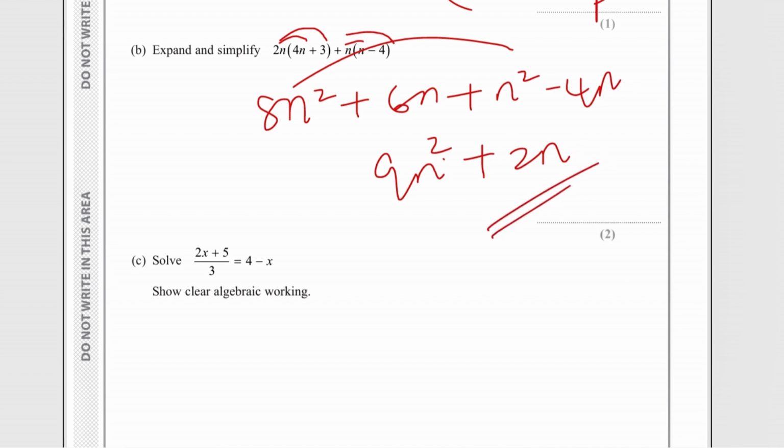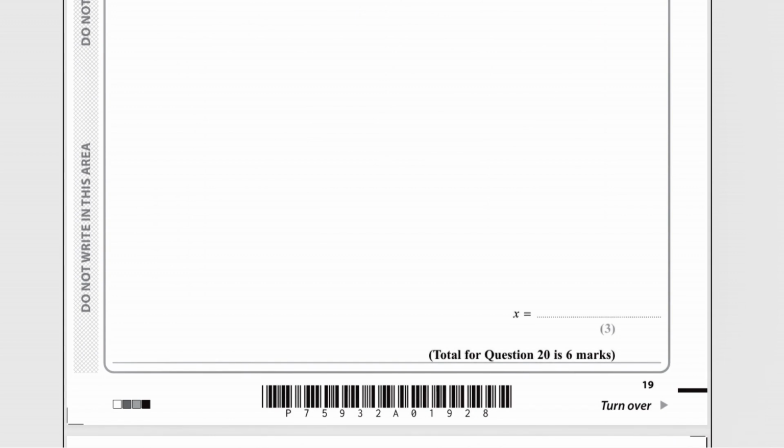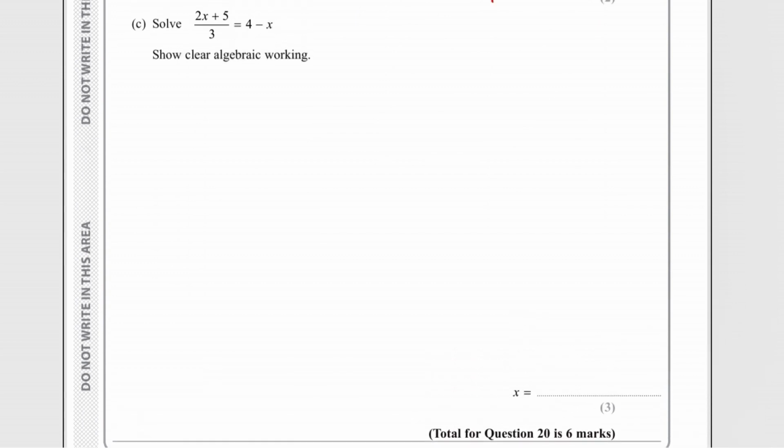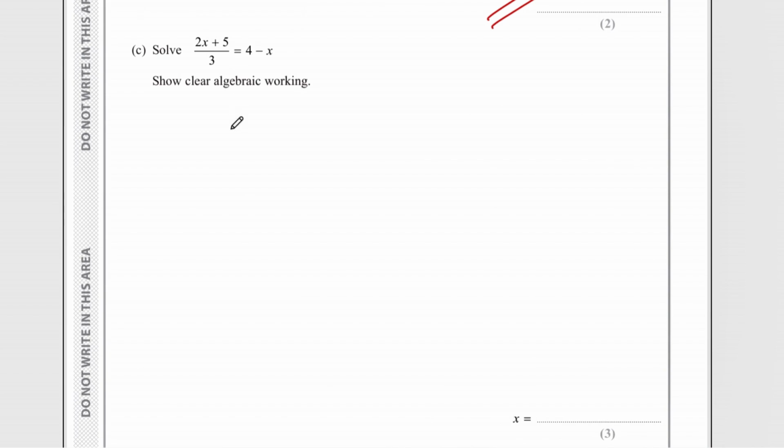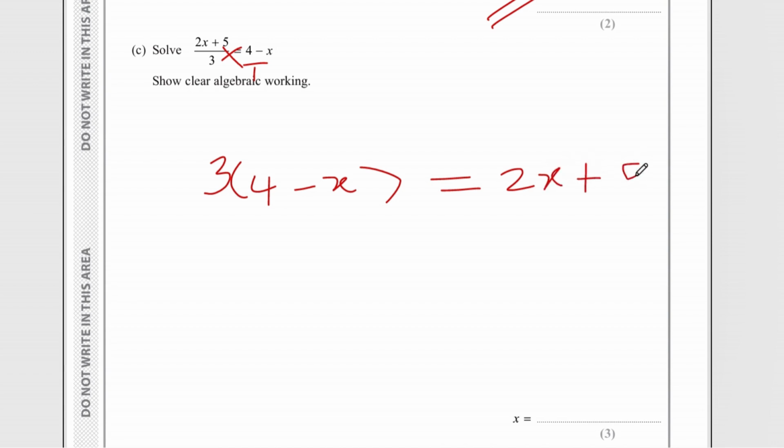That's what we got. We move to C, where they said you should solve and show your working. So what do we have? You can cross multiply. When you have something like this, you cross multiply. So when you cross multiply, 3 will multiply 4 minus x, and that is equal to 2x plus 5 times 1. 3 times 4 is 12, 3 times x is 3x, equals 2x plus 5.